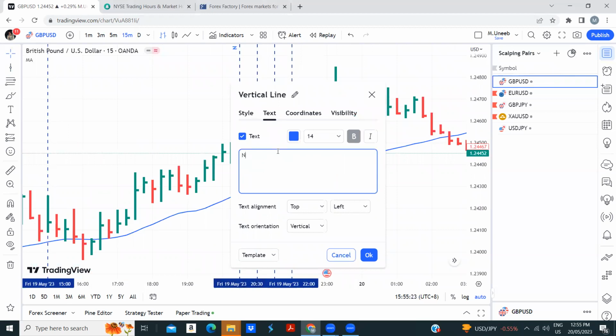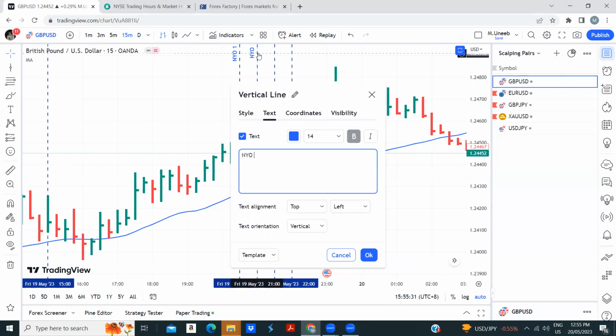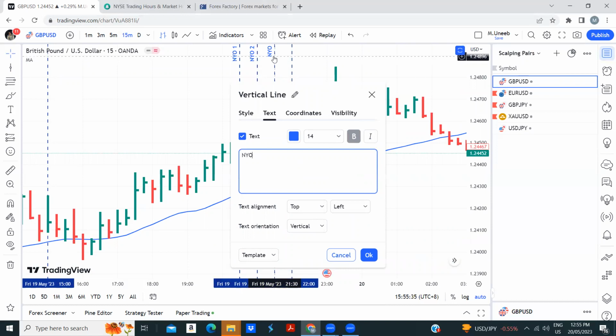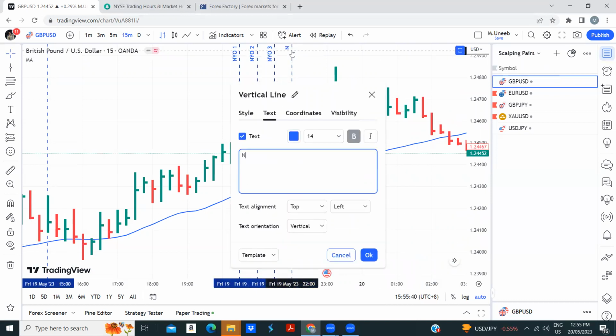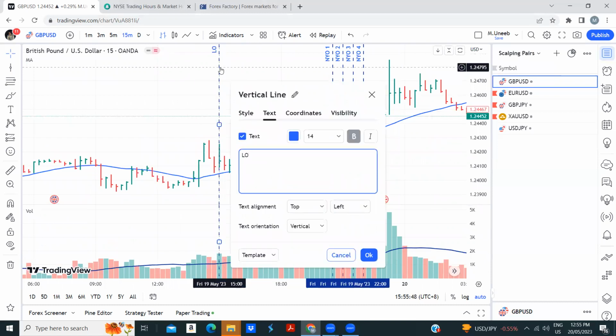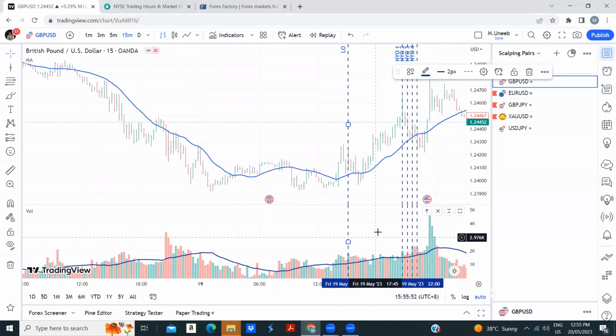NY Open 1. NY Open 2. NY Open 3. NY Open 4. London Open. Okay. Now before London Open, you have to see what kind of structure you are seeing.